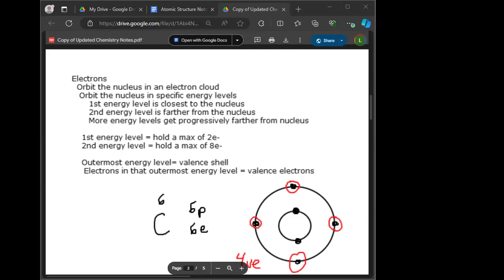Now, there are higher energy levels that go even farther than that. But the most important two to know about are the first two. So I definitely would memorize those.